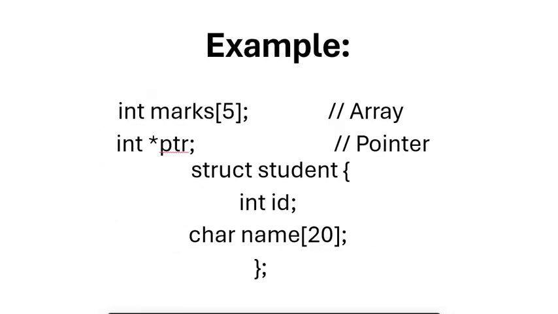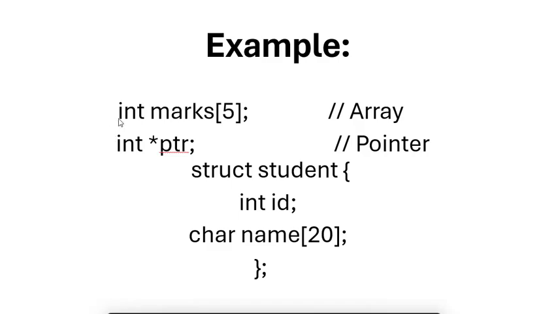Let us see an example. int marks[5]. It is an array kind of data, array data type. I have taken an array and taken some value, that is 5. int *pointer, it is addressing some other variable. Here I used the pointer data type.